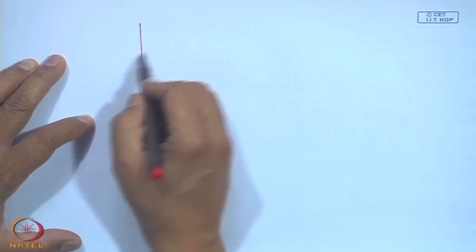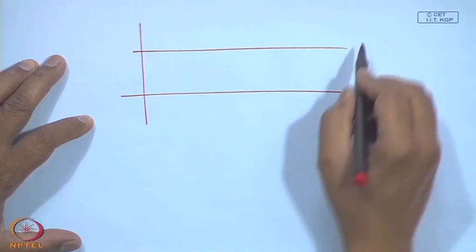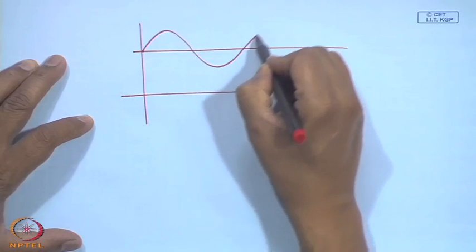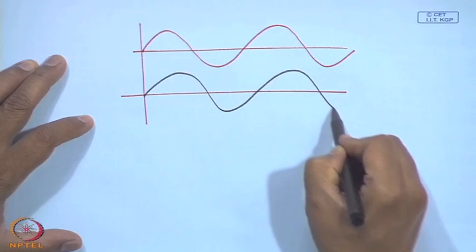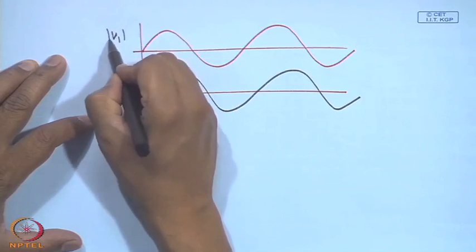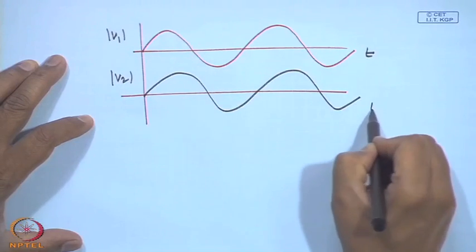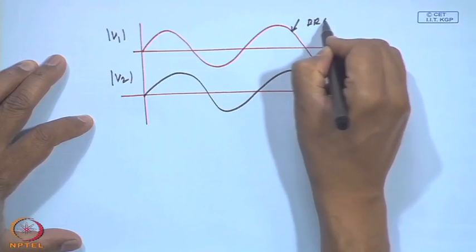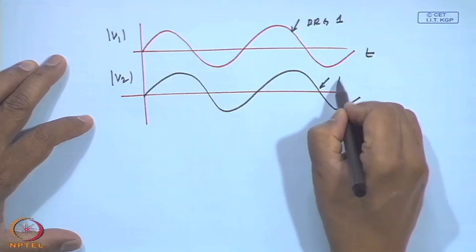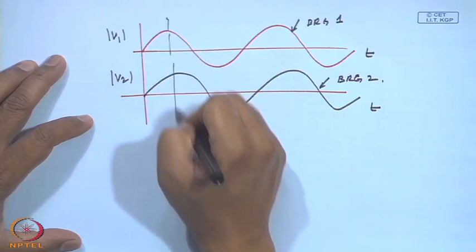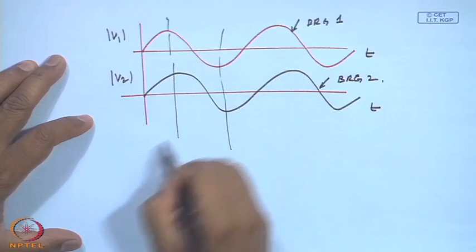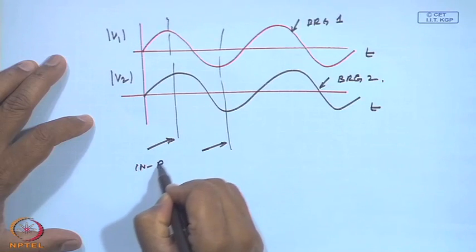If I was to plot on an oscilloscope, if I draw two lines here, this is for V1, V2 versus time. Okay, this is for bearing 1 and this is for bearing 2. By in phase, I mean whenever this one is maximum, this one is a maximum. Whenever this one is a minimum, this is a minimum. So, they are all in phase.